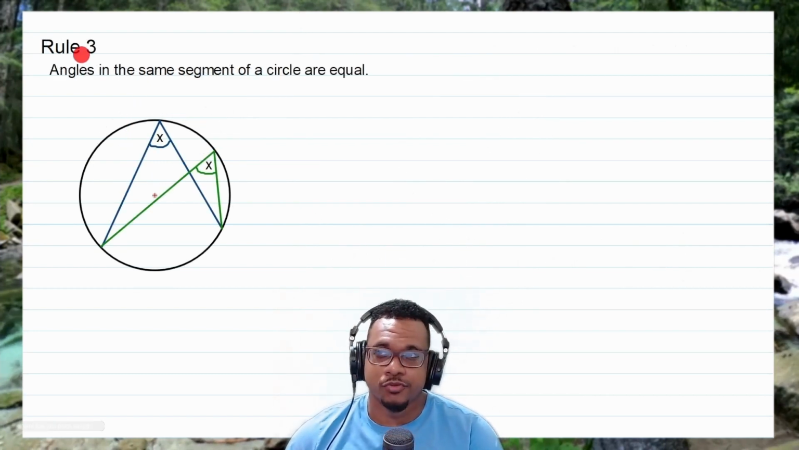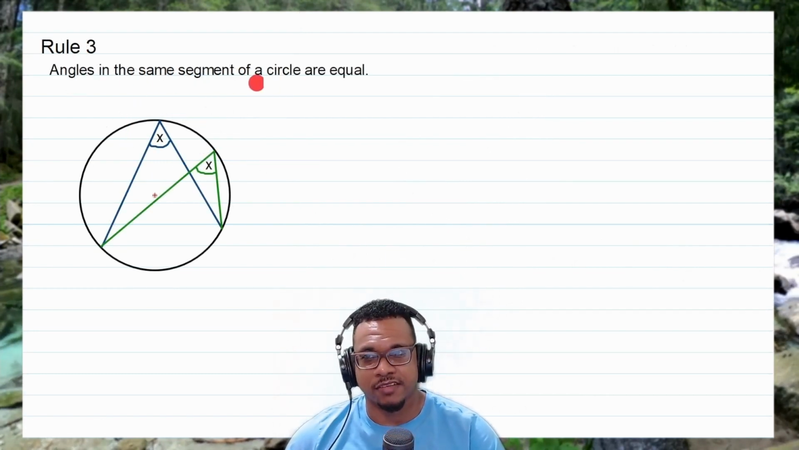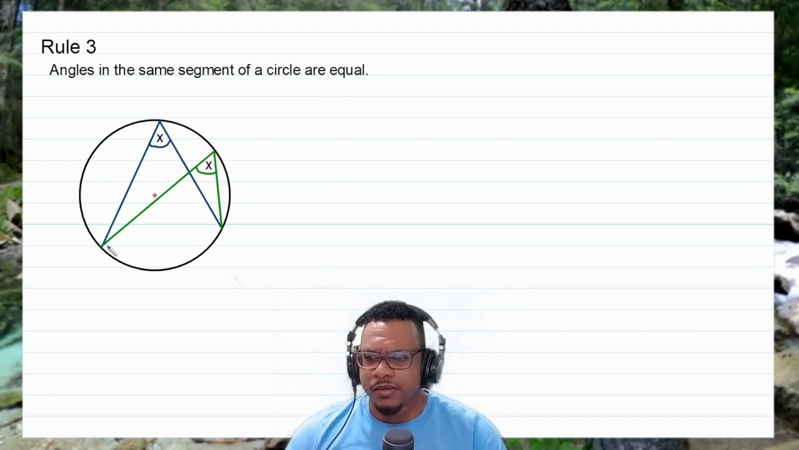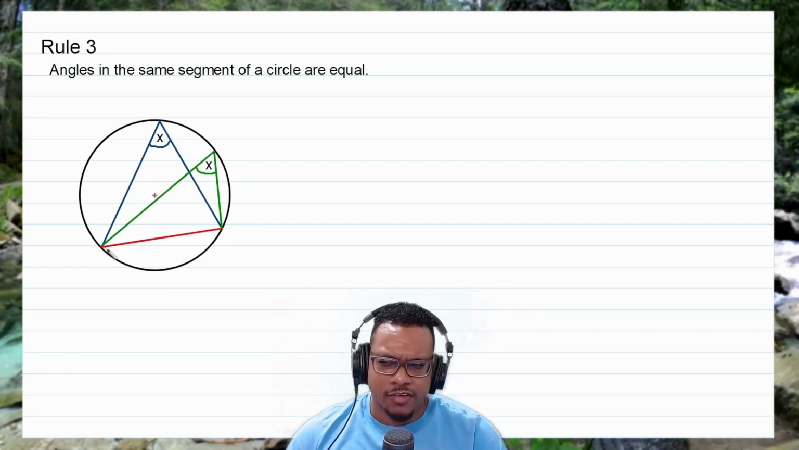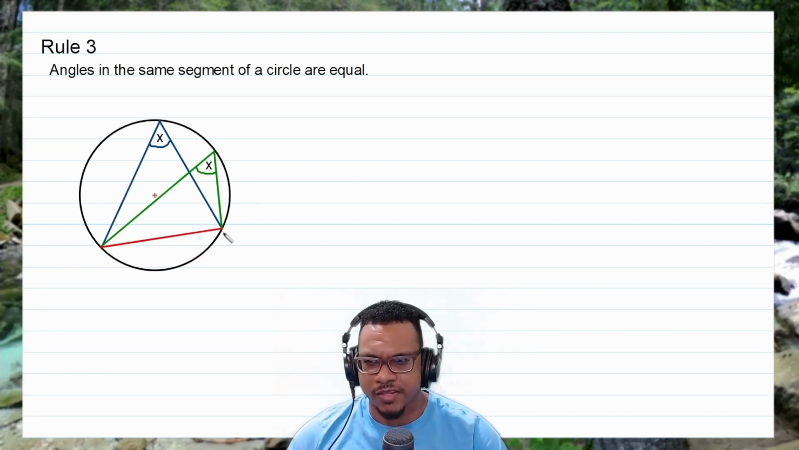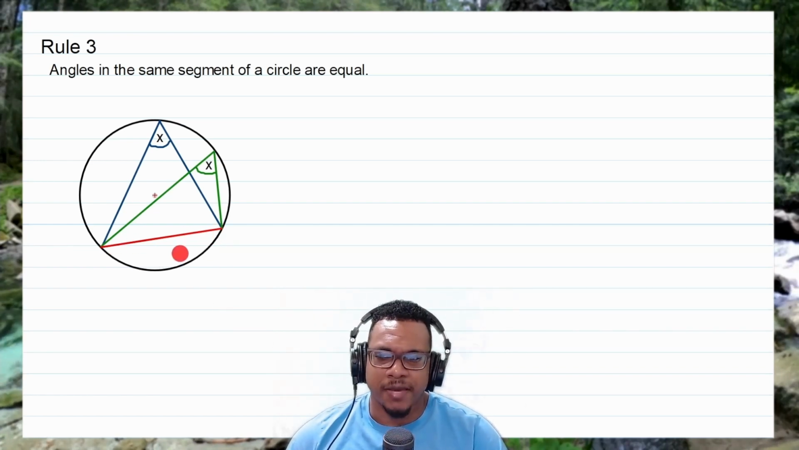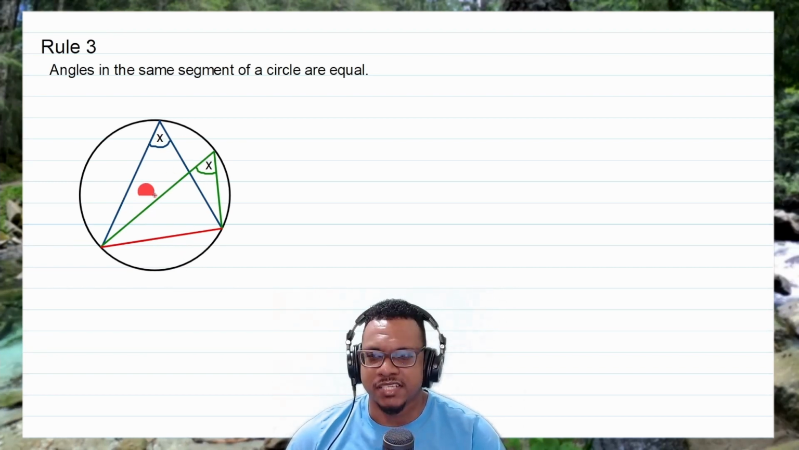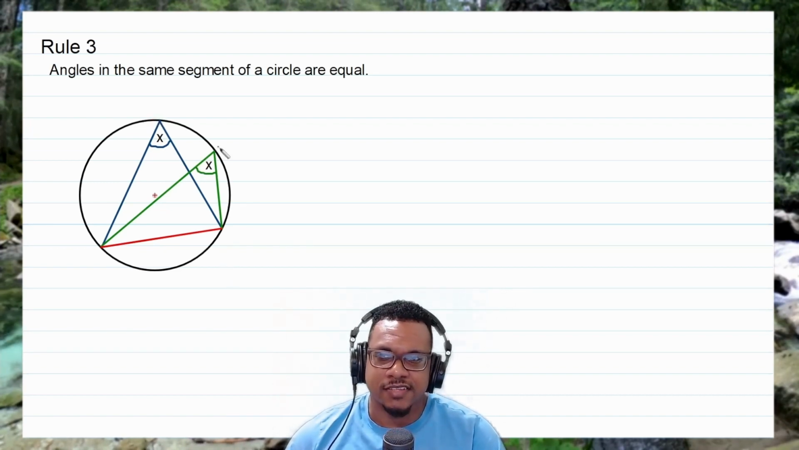So here I have my third rule, where angles in the same segment of a circle are equal. Now notice the arms of this angle X in blue and the arms of the angle X here in green. They both stand on the same arc. So if I draw a line from where the arms meet here to where they meet across here, this line would be a chord. And we know this would be the minor segment and this would be the major segment. Therefore, these two angles are in the same segment. And notice the two angles are at the circumference of the circle.